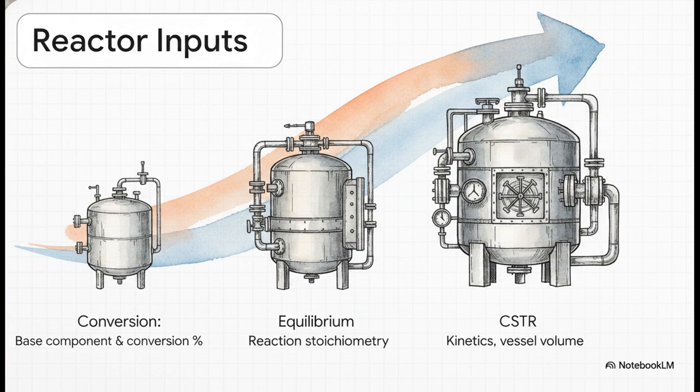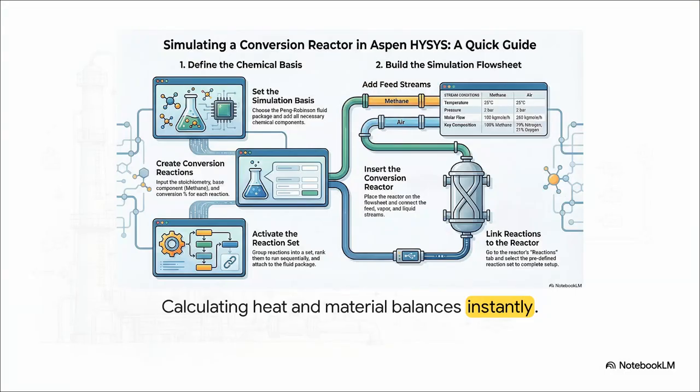And if you go all the way up to a CSTR, that's a continuous stirred tank reactor, you've got to provide actual chemical kinetics, vessel volumes, and liquid levels. Let's take a quick look at each one. Starting with the conversion reactor, which is just brilliantly straightforward.